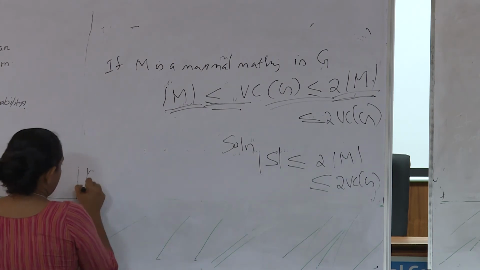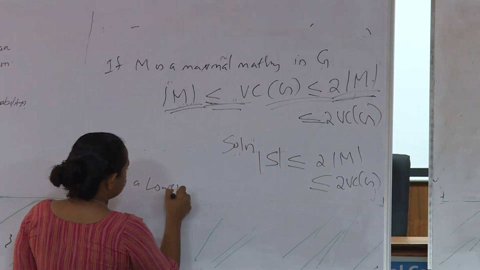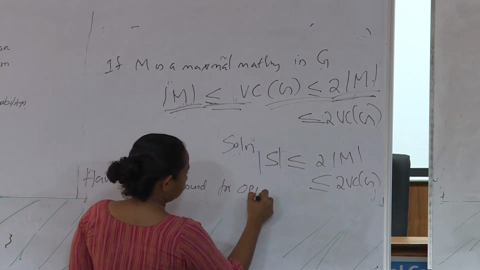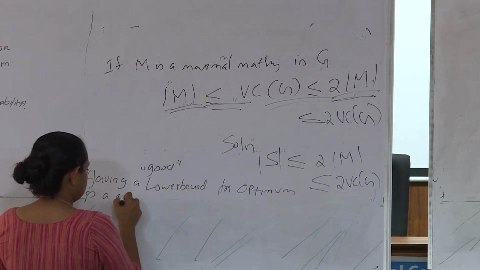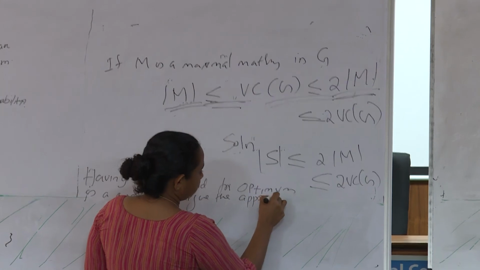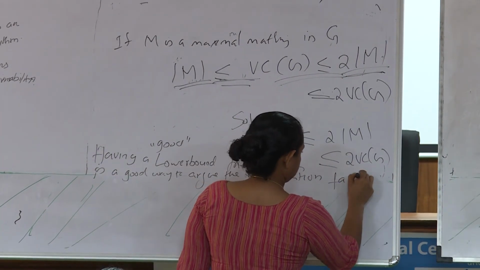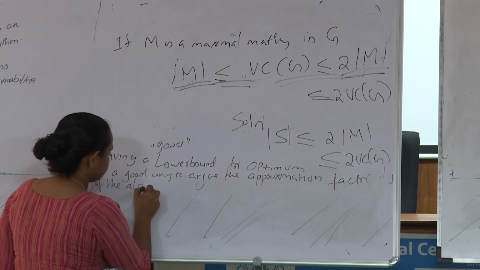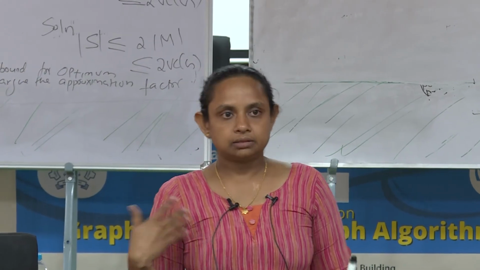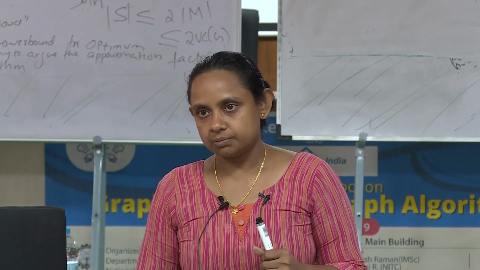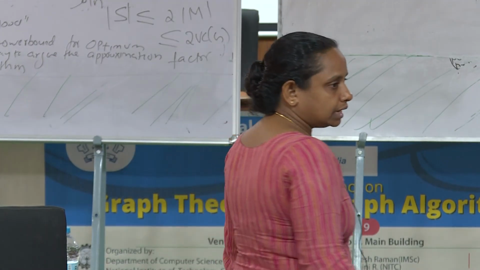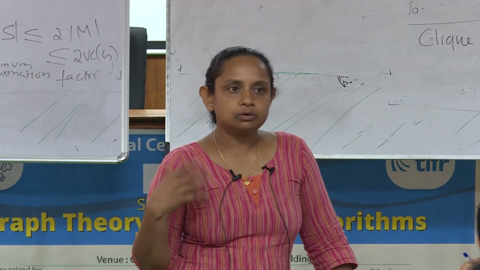So having a lower bound for the optimum is a good way to argue the approximation factor of the algorithm, the guaranteed approximation factor. To complete the argument, we need some guarantee on a lower bound relation that we will use for showing that our solution is bounded by 2 times the size of the optimum.